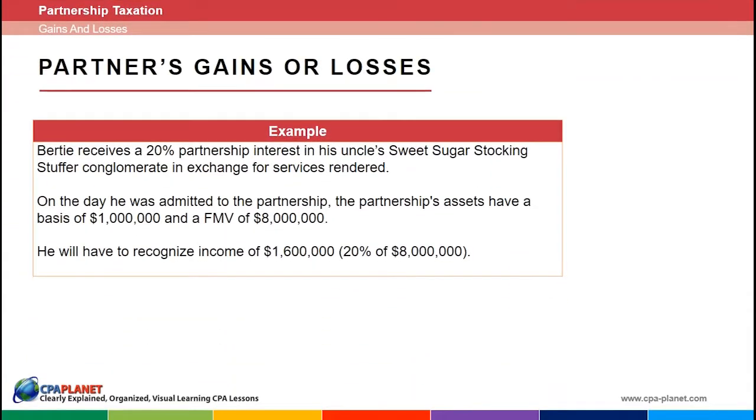So let's go over an example of this. Bertie receives a 20% interest in the partnership of his uncle's sweet sugar stocking stuffer conglomerate in exchange for services rendered. On the day he was admitted to the partnership, the assets have a basis of $1 million and a fair market value of $8 million. So he'll have to recognize $1.6 million, which is 20% of the fair market value of the $8 million. And he has to recognize that income because he rendered services instead of contributing property.